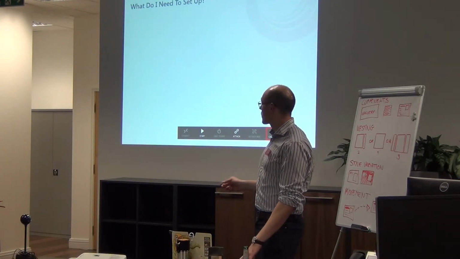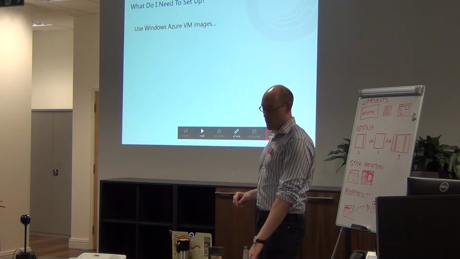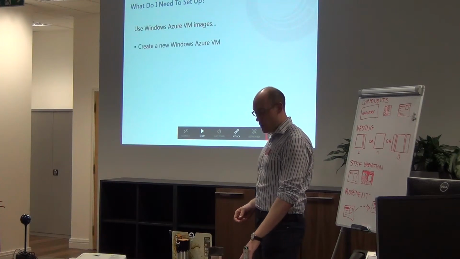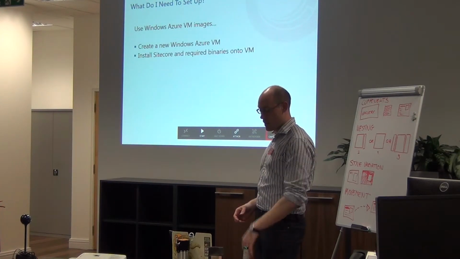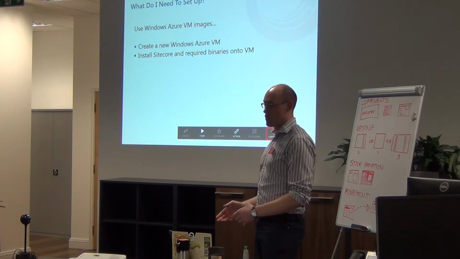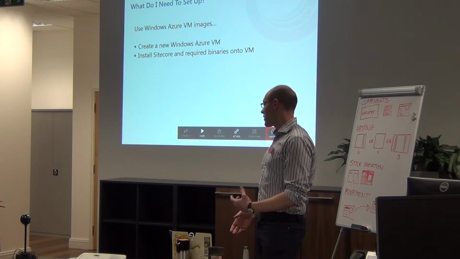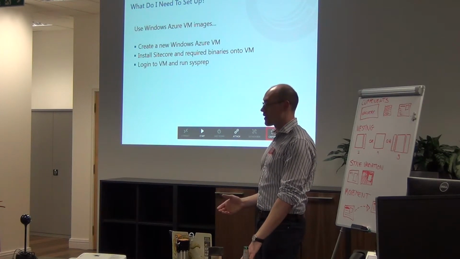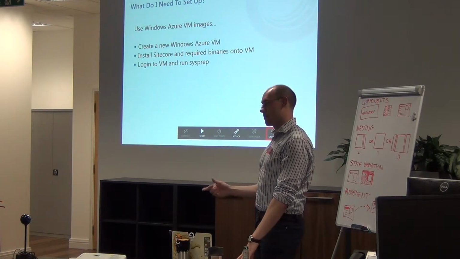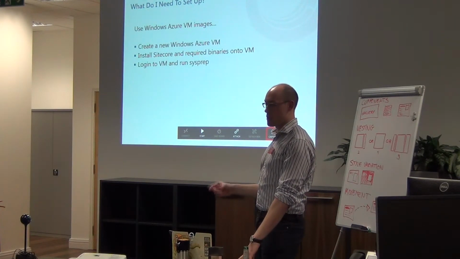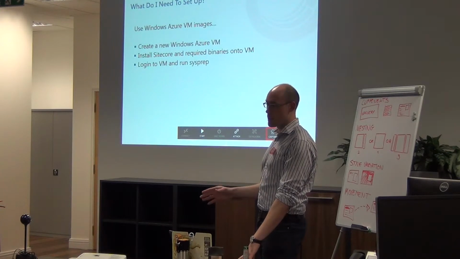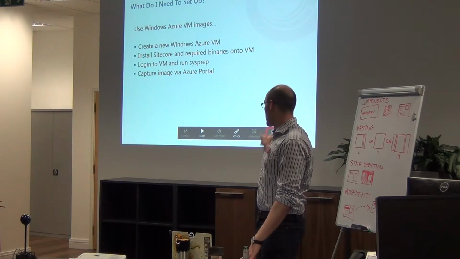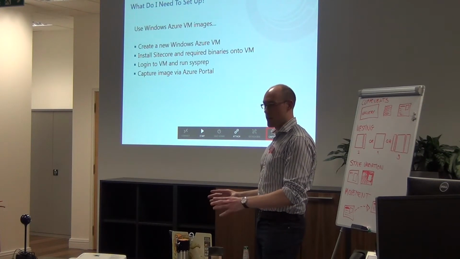In terms of having the infrastructure on Azure in the first place, the way to do it is to set up a new Azure VM and configure whatever you want on that VM. So install Sitecore onto it, a vanilla Sitecore install, whatever version you need. Put all the binaries you need on to get that working. You need to log into the VM and run sysprep. Most of you will be aware of sysprep. Essentially, it's just an executable you run. It takes about 10 minutes. It just configures your environment so it can be captured as an image. And then you use the capture button in the Azure portal. You can then capture that VM as an image.